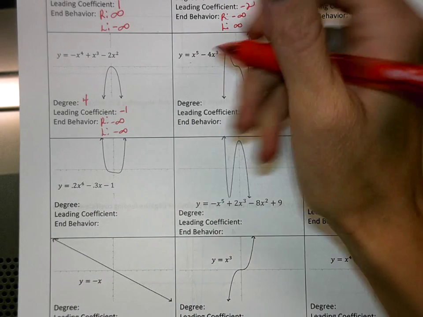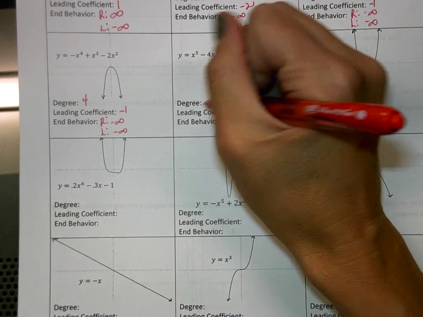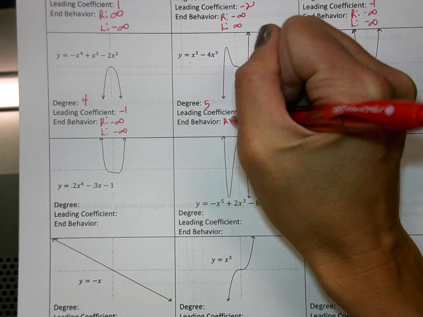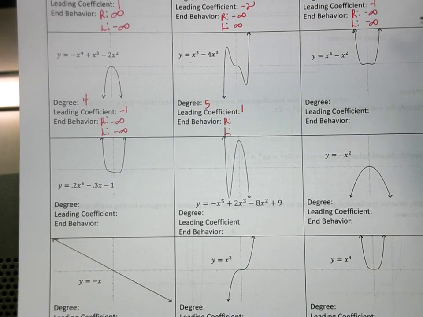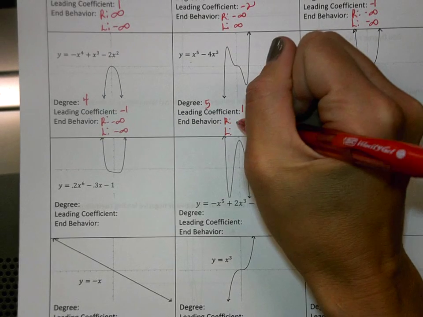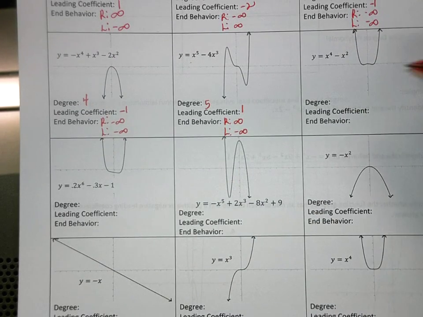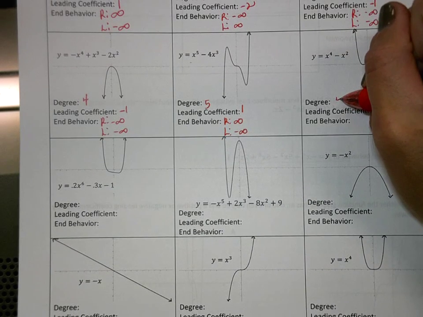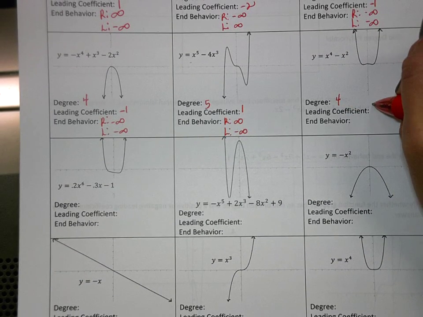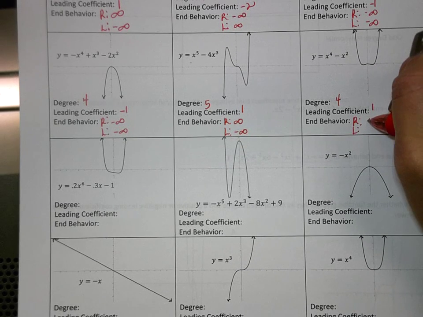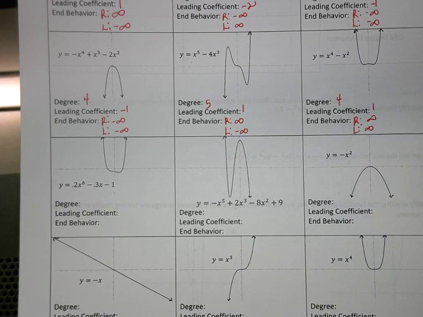Next one, my degree is 5. Leading coefficient is 1. And then we have our right and left. Right is going to positive infinity, and left is negative infinity. Next one, the degree is good. Leading coefficient 1. Right and left are both going to positive infinity.